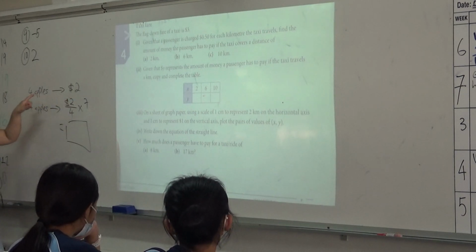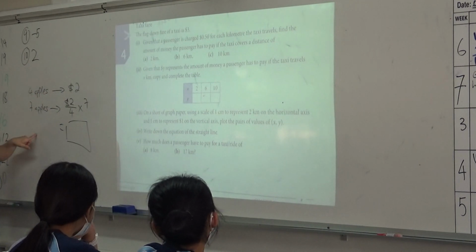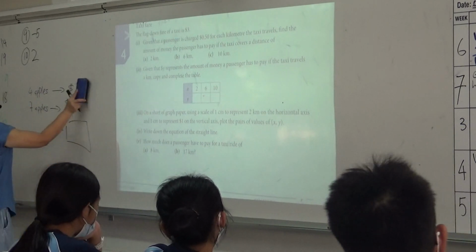It's always this over this times this. This over this will give you 1. Then you will times. Understand? Okay? Now, let's take a look at this.